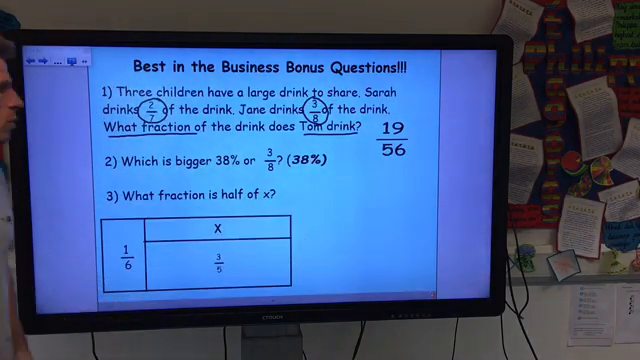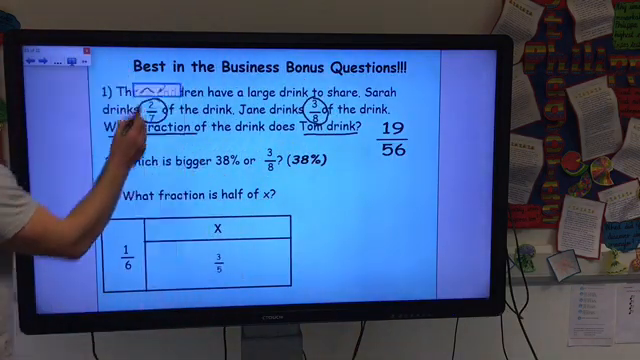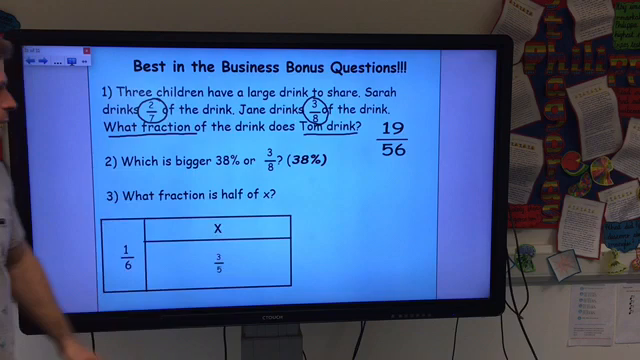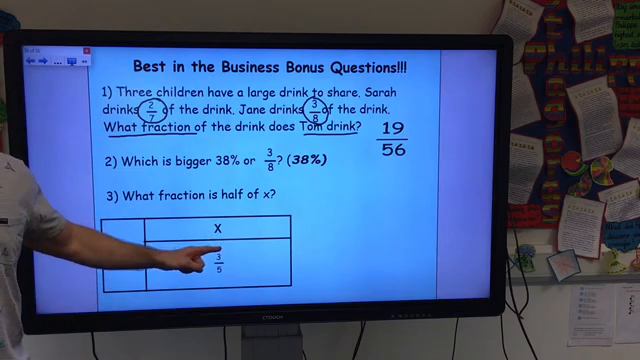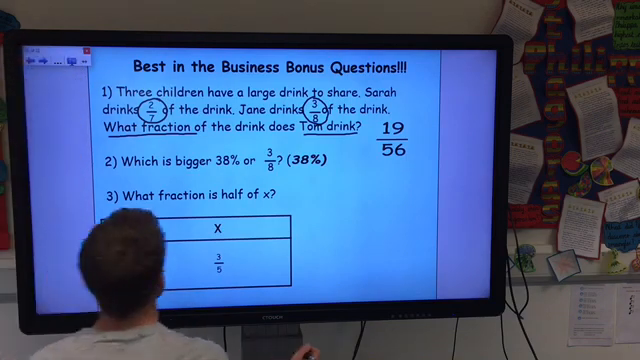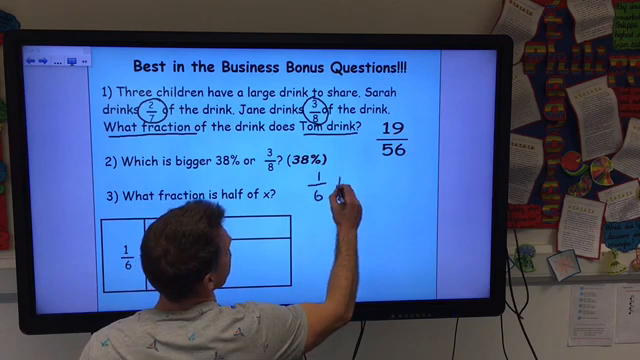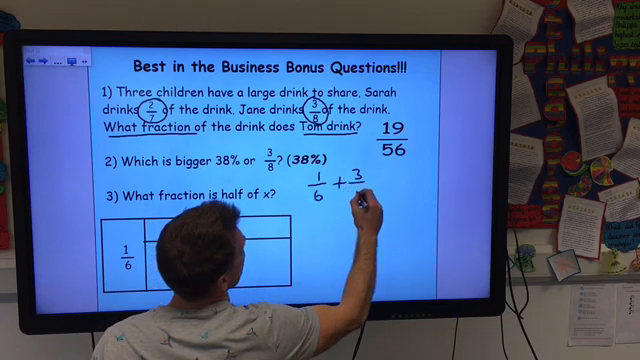Okay, so this is the last one. So I'm going to do this one on the board. So what fraction is half of x? Well, the first thing you've got to do is work out what fraction x is by adding these 2 together and then subtracting it from a whole. So let's look at this. 1/6 add 3/5. I'm going to try and squeeze it in here. 1/6 add 3/5.